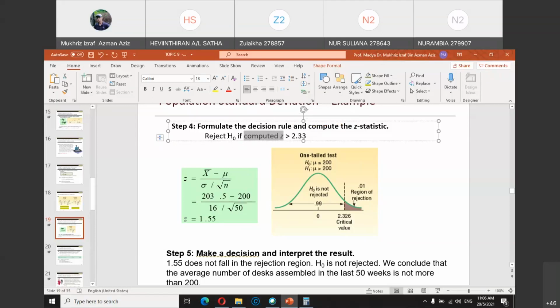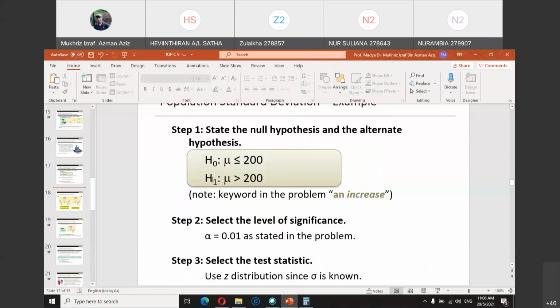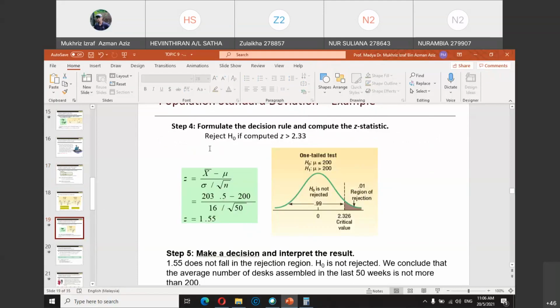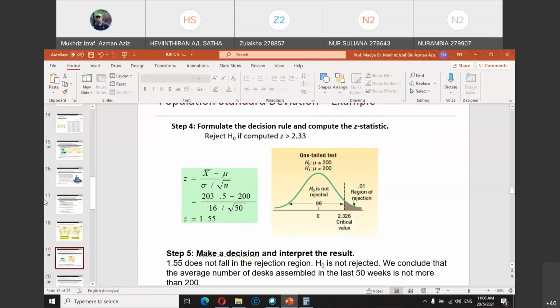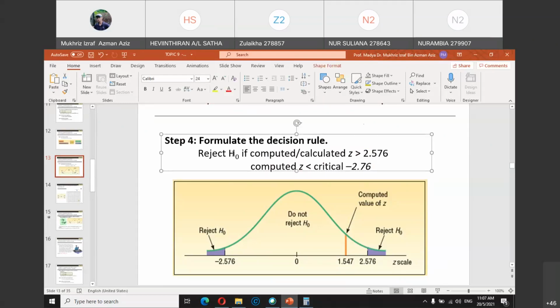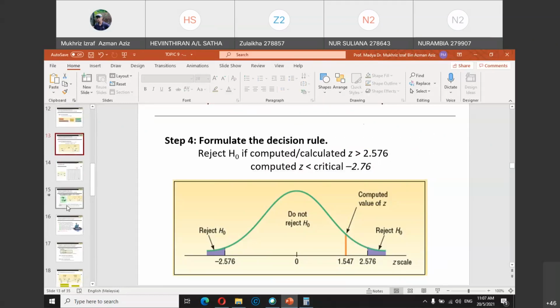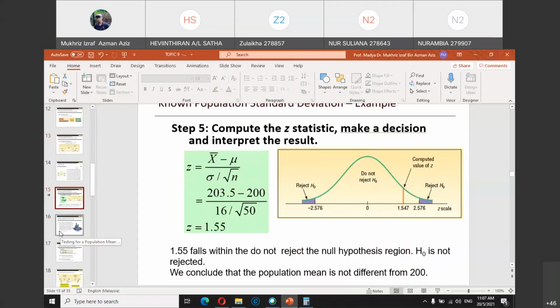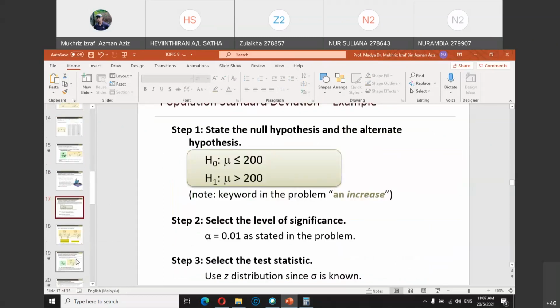Reject the null if calculated or computed Z is more than. Why more than? Because your H1 is more than, which is a one-tail test on the right. Because it's a one-tail test, your decision rule will only be one sentence. If you recall just now, if your test is a two-tail test, you have a two-sentence decision rule: one positive, the other negative. But because it's a one-tail test, your decision rule will be one sentence only.